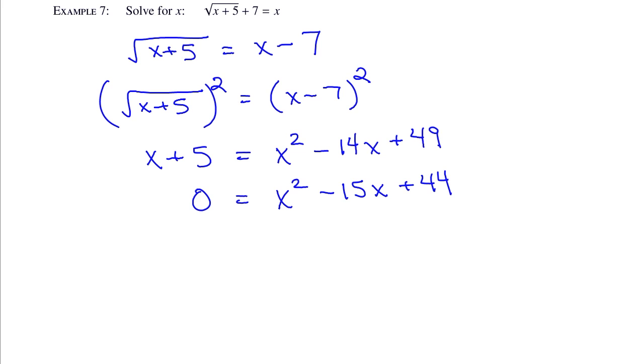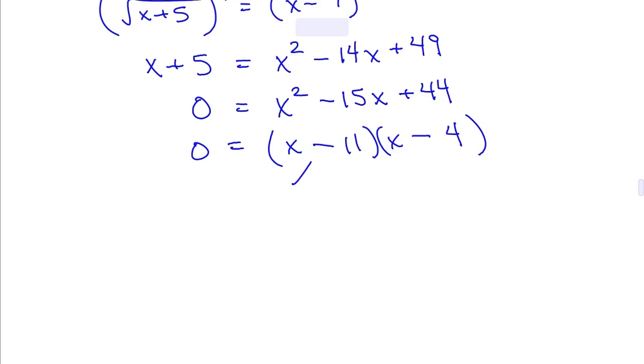X squared minus 15x plus 44 factors. That gives me x and x. And then what two numbers multiply to give you 44 and add to give you 15? That would be 11 and 4. Both of them are minus. And then if you set each of these factors equal to 0, you will get x equals 11 and x equals 4.